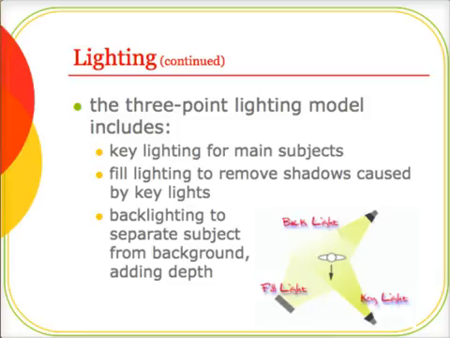The key lighting is the light shown there at the bottom of the graphic. It basically lights the main subject from the head on. The fill lighting, on the other hand, is on the other side. It's used to remove any shadows that are caused by the key light. And then, of course, you've got backlighting, which helps to separate the subject from the background and to add some depth. So a lot of times when you're shooting in a studio, you'll have this 3-point lighting model to keep shadows out, add some depth, and that kind of thing.